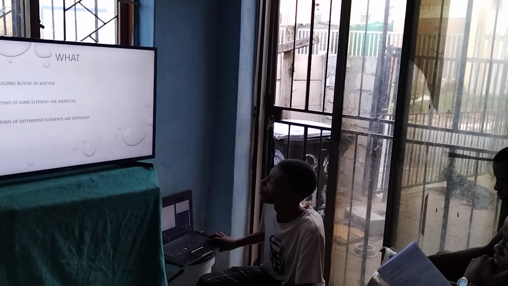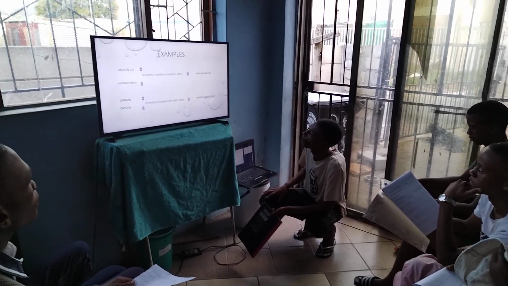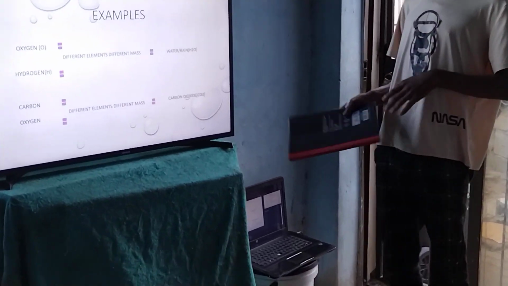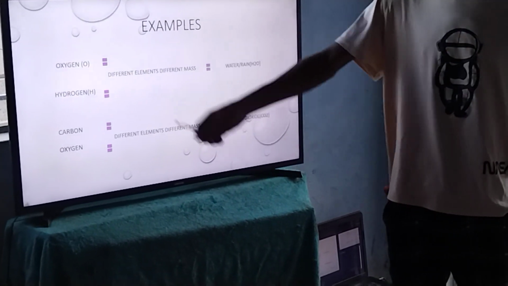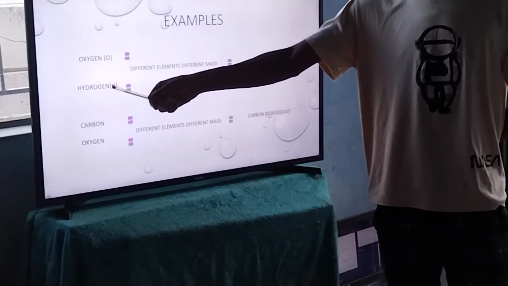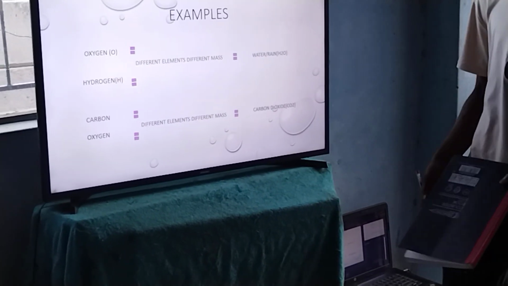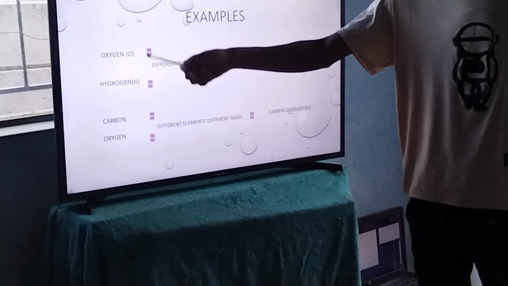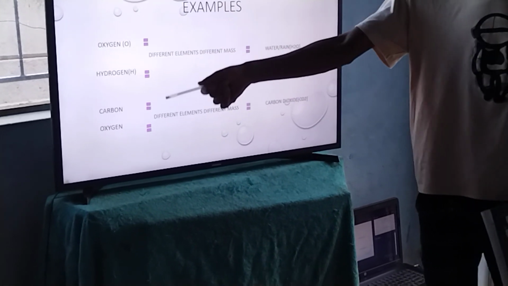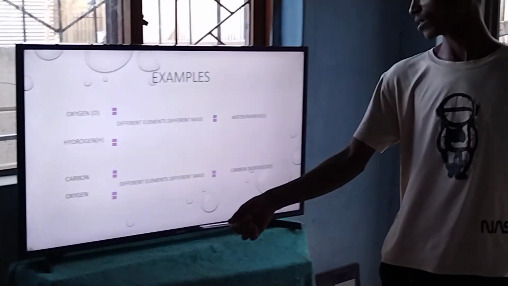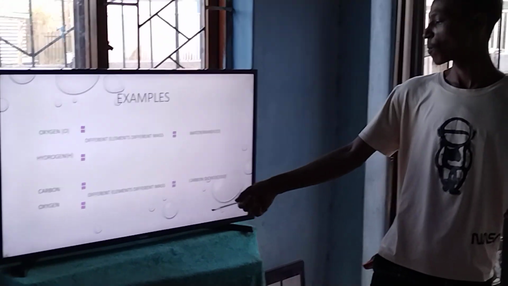Now, looking at the next slide. When I say different masses, this is what I mean. For example, when you look here, oxygen and hydrogen have different masses because they are of different elements. They're not the same element, so of course they've got different masses, which is the same as carbon and oxygen. They also have different masses.